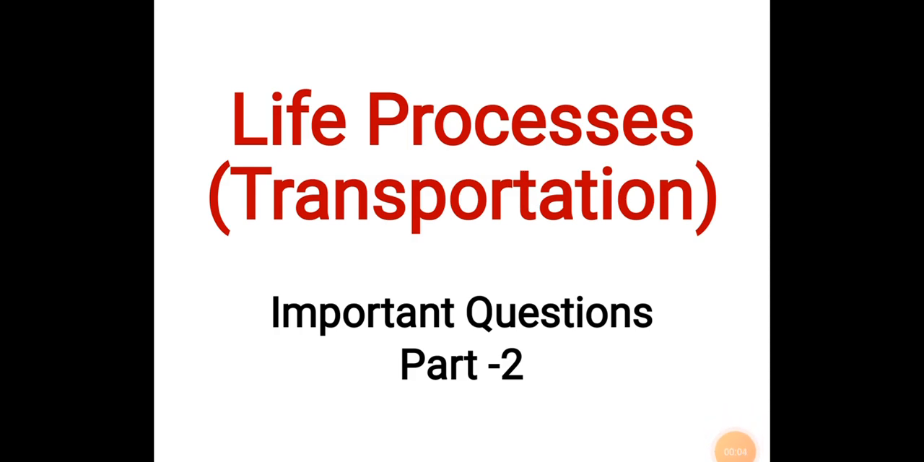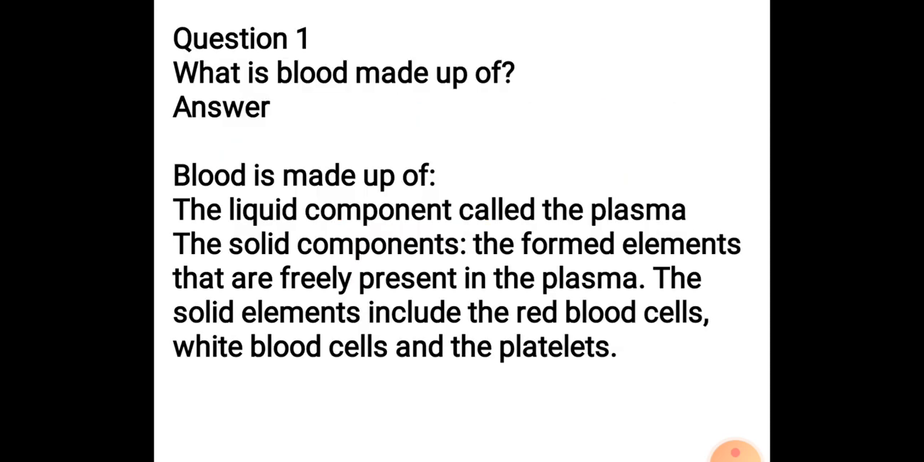Students, let's start with the discussion of some important questions of the topic transportation of the chapter life processes. Question number 1, what is blood made up of? Blood is made up of the liquid component called the plasma and the solid components, that is the formed elements that are freely present in the plasma.